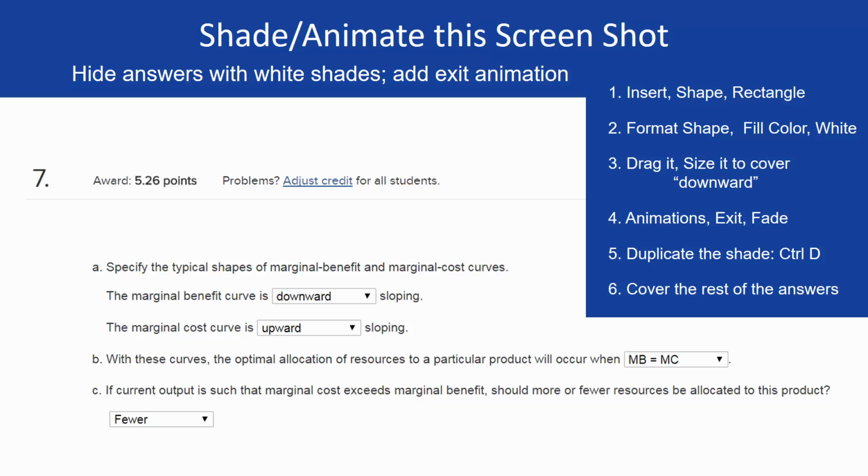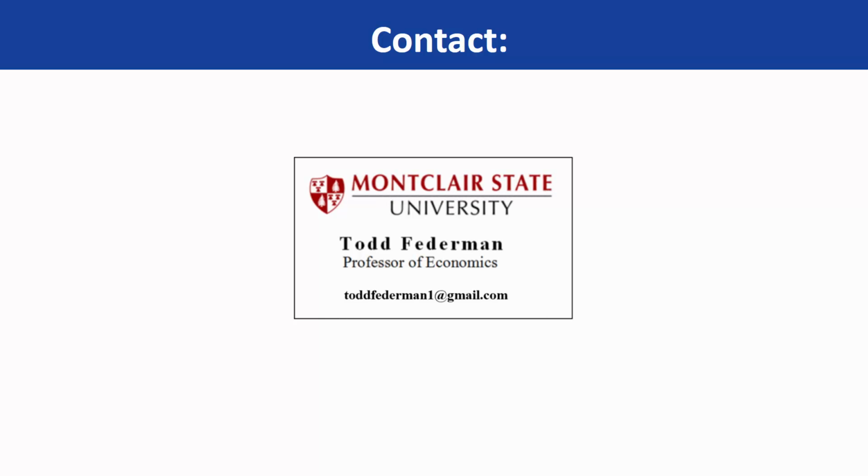So we created one shade. We matched the color white on a white background. We got rid of the line. We animated it to fade out, and then we duplicated it to cover other parts of our screenshot. All right, that was a quickie look at animating a screenshot with shades to hide information and then reveal it as you want to.